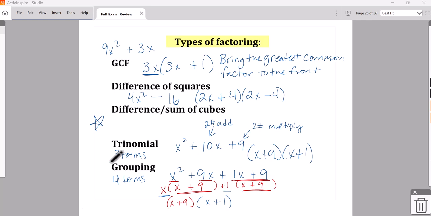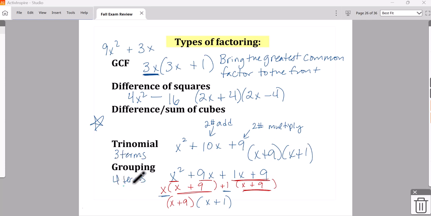So when there's 3 terms, we are looking for two numbers that multiply to give us this number, but those two numbers need to add to give us this number. And then it's x plus that number, x plus this number when they're positive. And so that's kind of the pattern. And your teachers have probably shown you lots of different ways to do this. And so whatever way works for you, that's the way I want you to think about it.